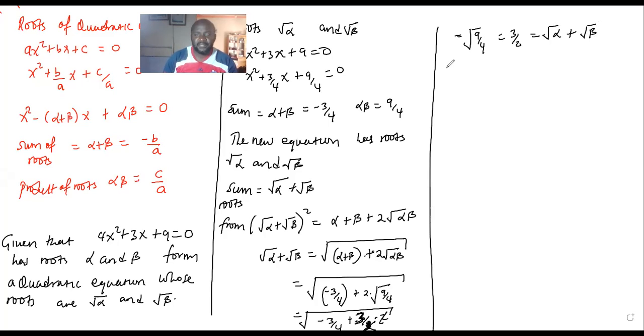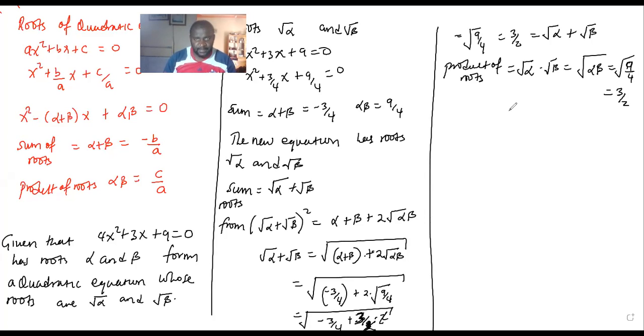Then their product of the roots is equal to root of alpha times root of beta, which is going to be the square root of alpha times beta, which is the square root of 9 over 4. And this gives us 3 over 2.